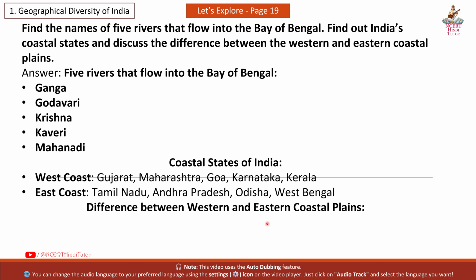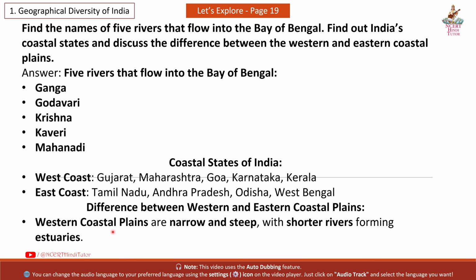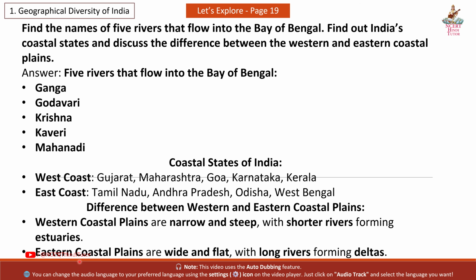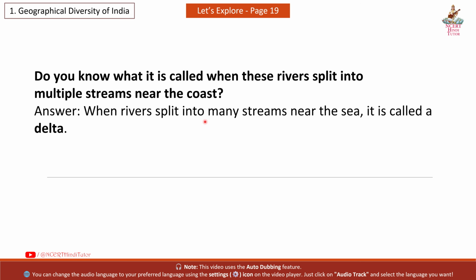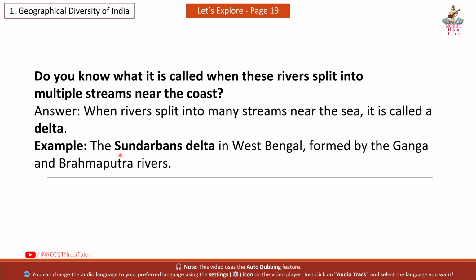Difference between western and eastern coastal plains: Western coastal plains are narrow and steep with shorter rivers forming estuaries. Eastern coastal plains are wide and flat with long rivers forming deltas. Next, do you know what it is called when these rivers split into multiple streams near the coast? Discuss with your teacher in class to find out. Answer: When rivers split into many streams near the sea, it is called a delta. Example: the Sundarbans Delta in West Bengal formed by the Ganga and Brahmaputra rivers.